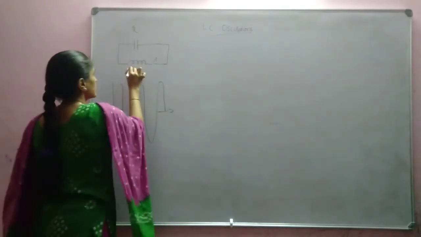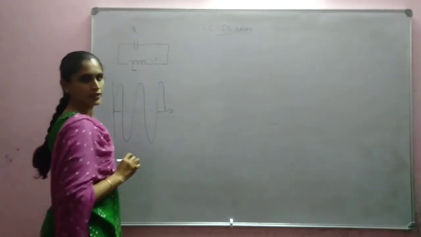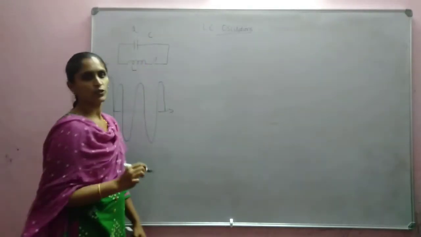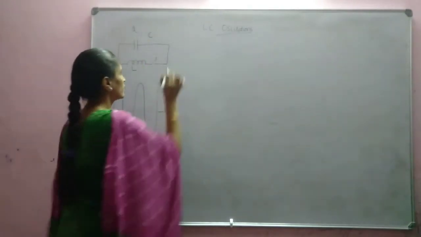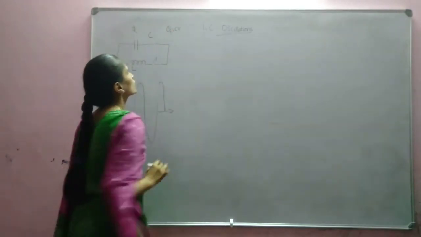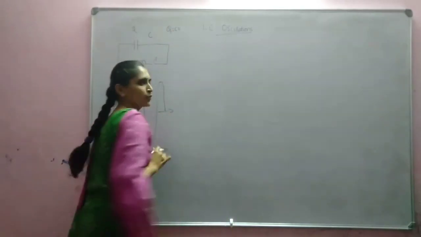L is the self-inductance, and C is the capacitance. So we know that Q is equal to CV, that relation we know. So we can write V is equal to Q by C.